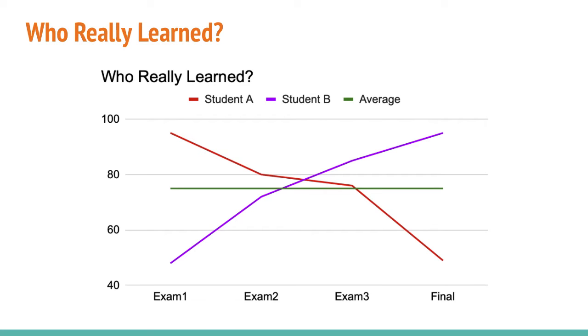Here is a different view of the same exam scores. Student A is in red. You can see student A started very strong with a high score in exam 1, then came down and continued to go down until they basically failed the final exam. Student B, on the other hand, started off very slowly, but over time continually improved their scores on exams 2, 3, and 4, finishing with a very strong final exam score. The green line just indicates the average so that you can compare them.